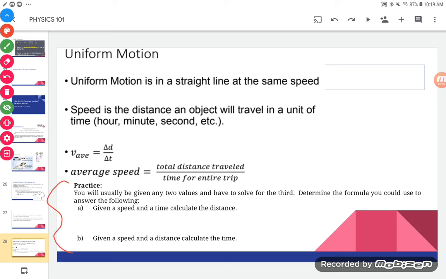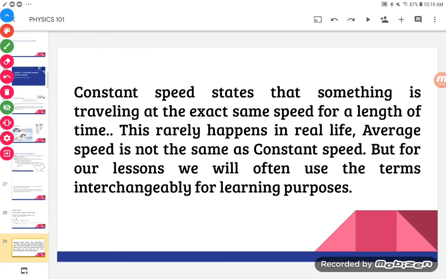Okay, so here's the practice question for you. I'm going to do the next practice question instead, or the next slide, after this little tidbit. So constant speed states that something is traveling at the exact same speed for a length of time. This rarely happens, so we all know when we're driving, we get behind somebody slow, or we accidentally press on the gas too much, or we see a red light or a stop sign, things like that. It rarely happens in life.